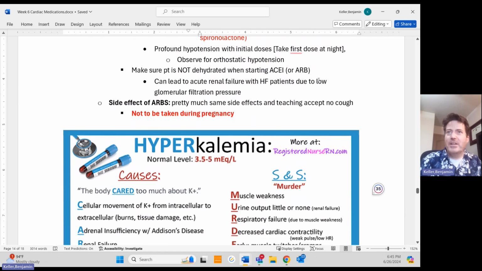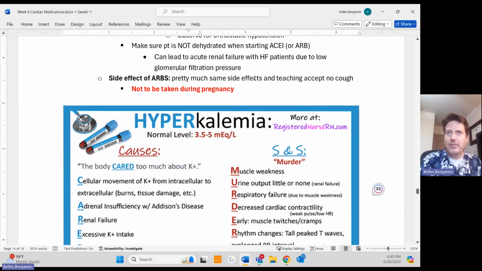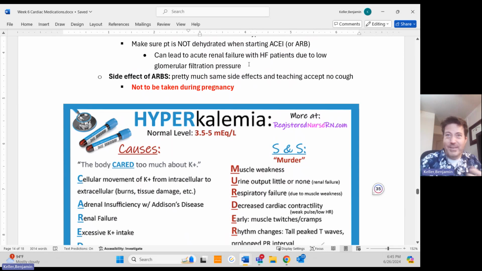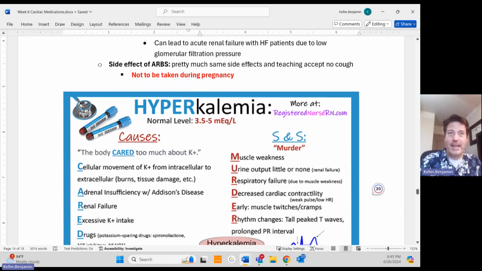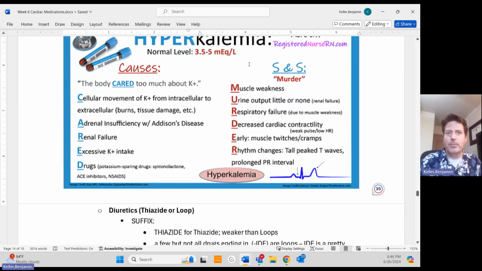Make sure the patient's not dehydrated when you're starting an ACE inhibitor or an ARB, because it can cause acute renal failure in heart failure patients due to low glomerular filtration pressures. So you want to be careful about that. Side effects of ARBs are pretty much the same as ACE inhibitors, except there's no cough with an ARB. Pretty much the rest are the same. Don't take those during pregnancy.